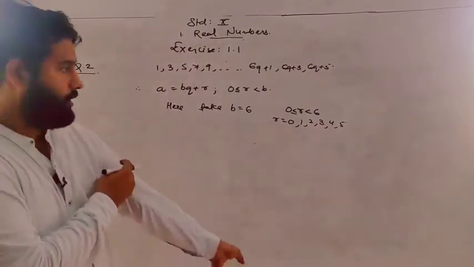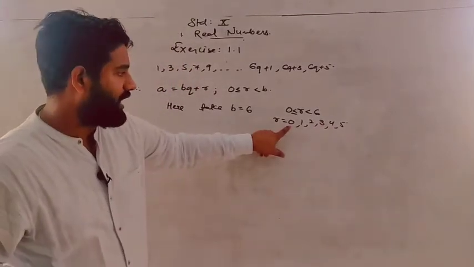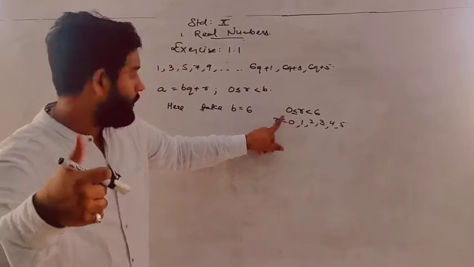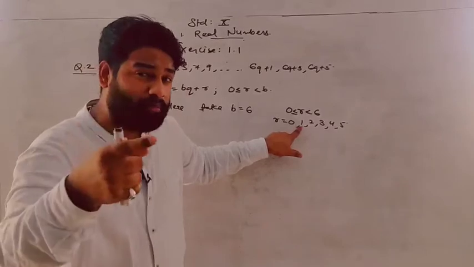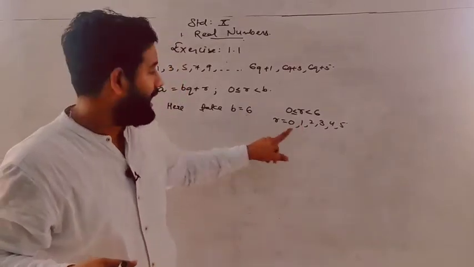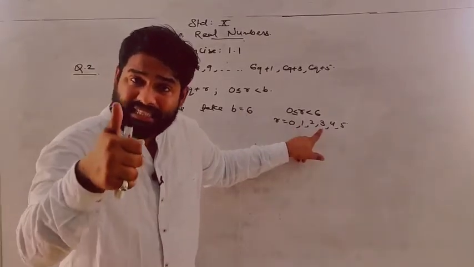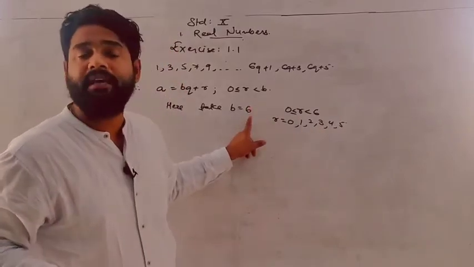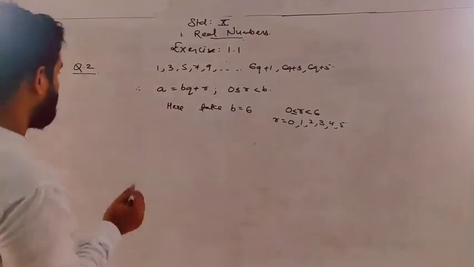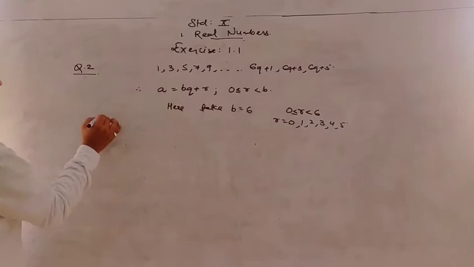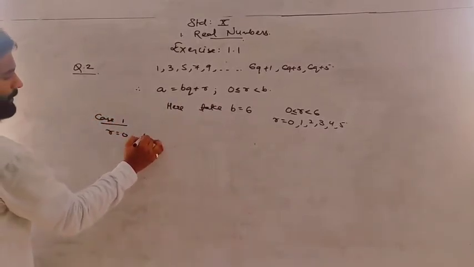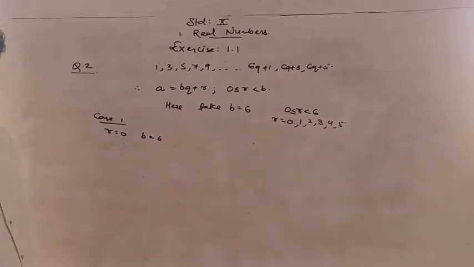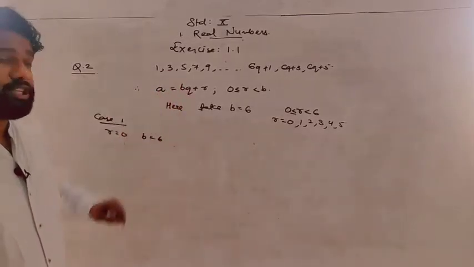Let's try to take first of all r equal to 0, which is an even number, but b is going to be 6. Then we will take r equal to 1, that is an odd number, but b is going to be 6. Then I will take r equal to 3, that is an odd number, with b equal to 6. So all the cases we have to try. So case number 1, r equal to 0 and b equal to 6.